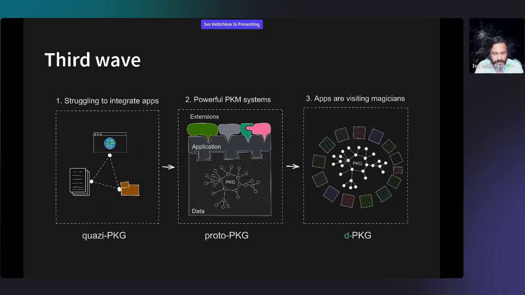So the first wave, the quasi PKGs, they are not real PKGs. They're just our digital stuff that we connect in our heads. Then the current explosion is with personal knowledge management tools, which are characterized by two things. The application is tightly coupled with data, but also a lot of the functionality is coming from extensions. And the new one that is now coming is for real PKGs, for decentralized PKGs, and for PKGs where data is decoupled from applications, fully owned by the owner, and apps are only visiting magicians.